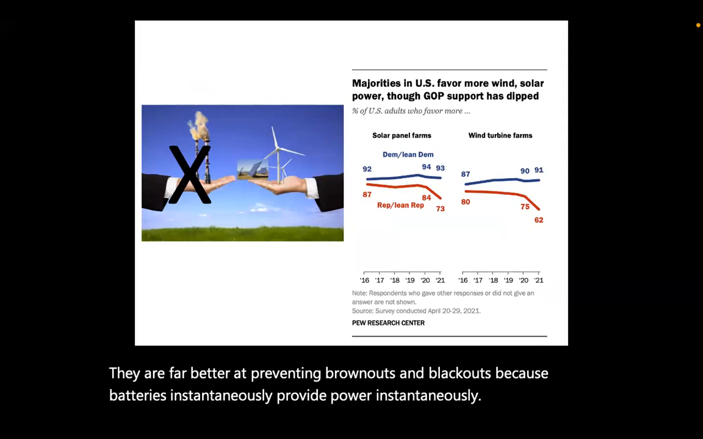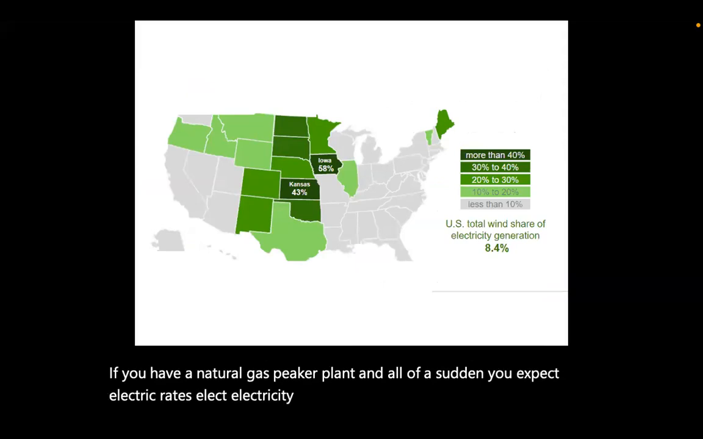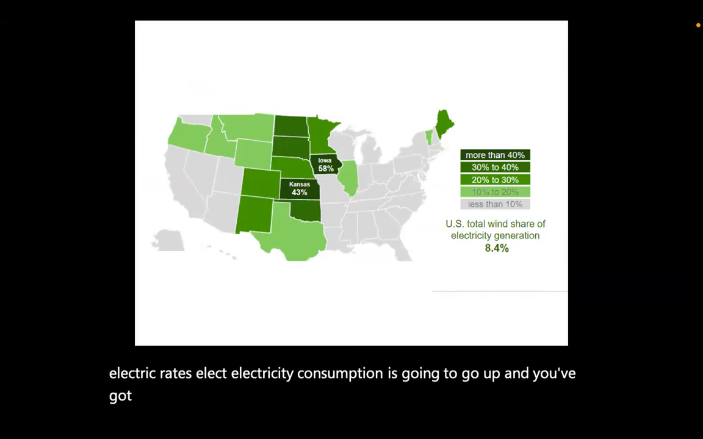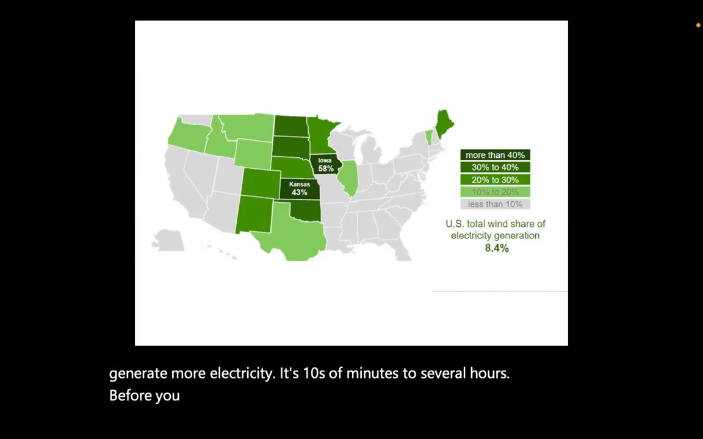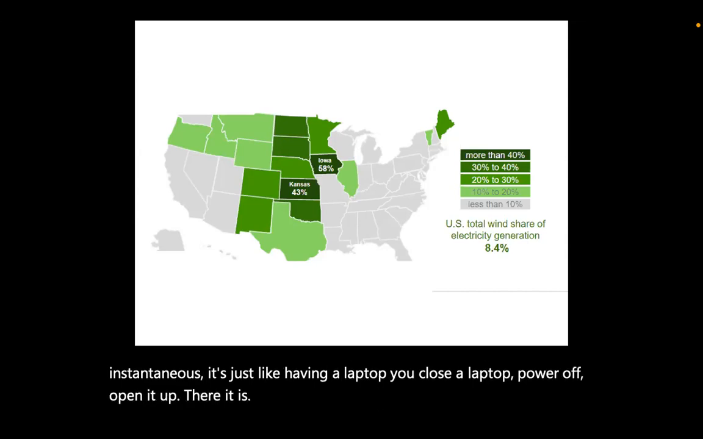If you have a natural gas peaker plant and all of a sudden you expect electricity consumption is going to go up and you've got to generate more electricity, it's tens of minutes to several hours before you can provide that electricity. So the demand response is instantaneous. It's just like having a laptop. You close a laptop, power off, open it up, there it is. You didn't wait half an hour.